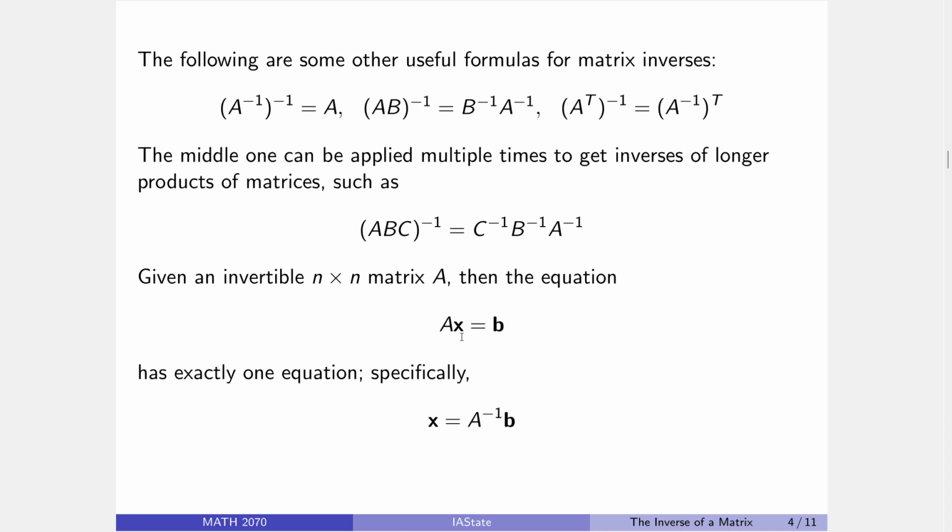Alright, so that means if you have an invertible matrix, then I can solve Ax equals B exactly. It has a unique solution. And we've already seen that the exactly unique solution only happens when the columns are linearly independent.